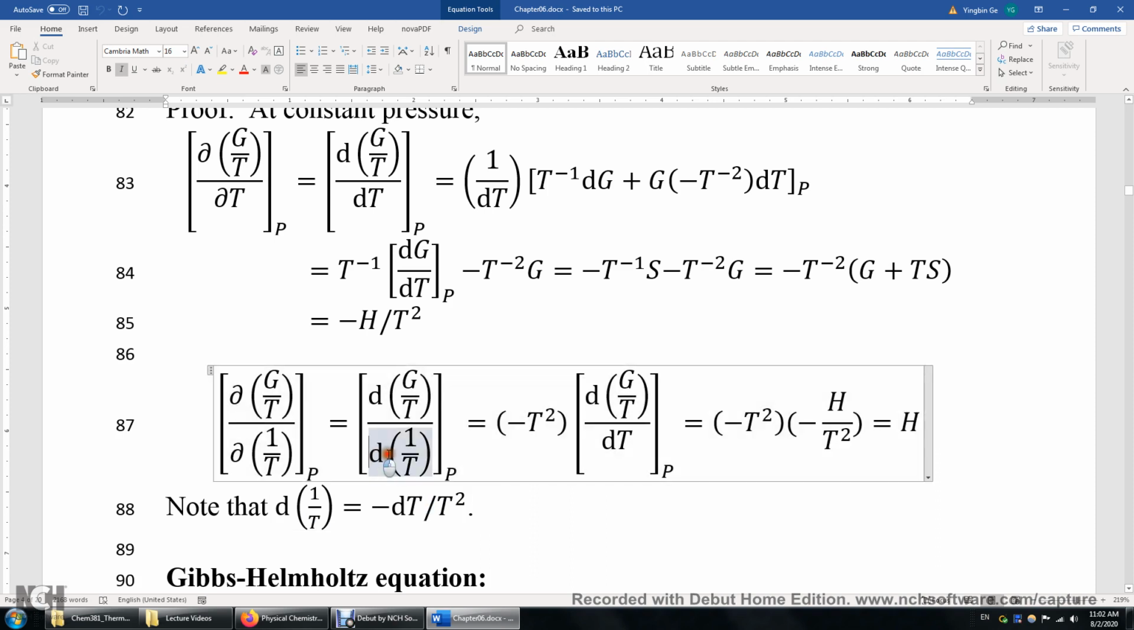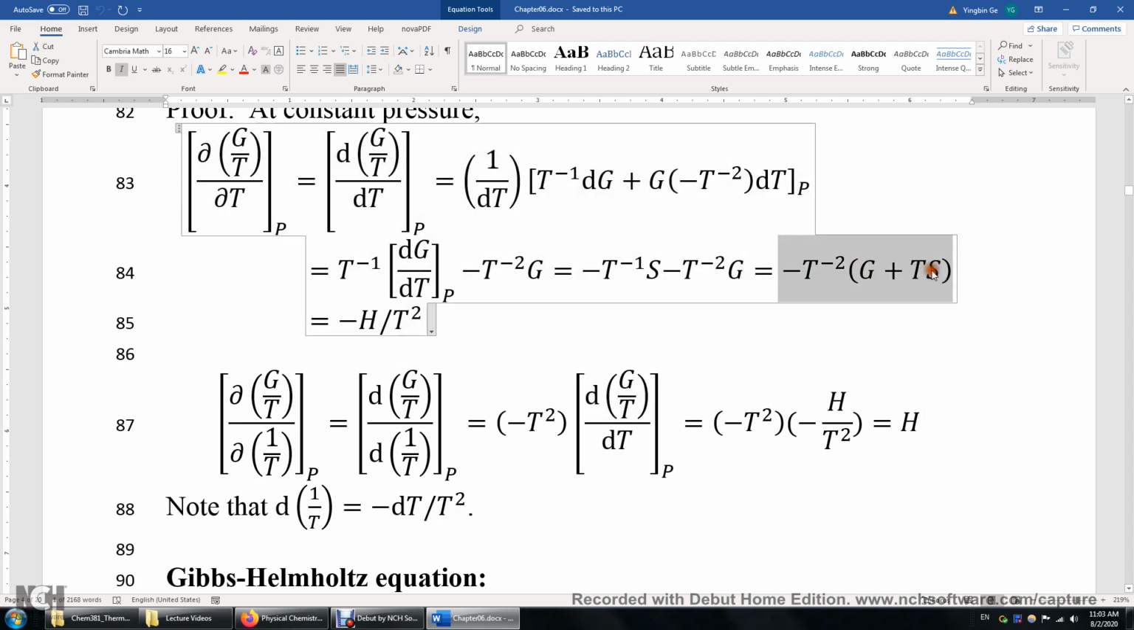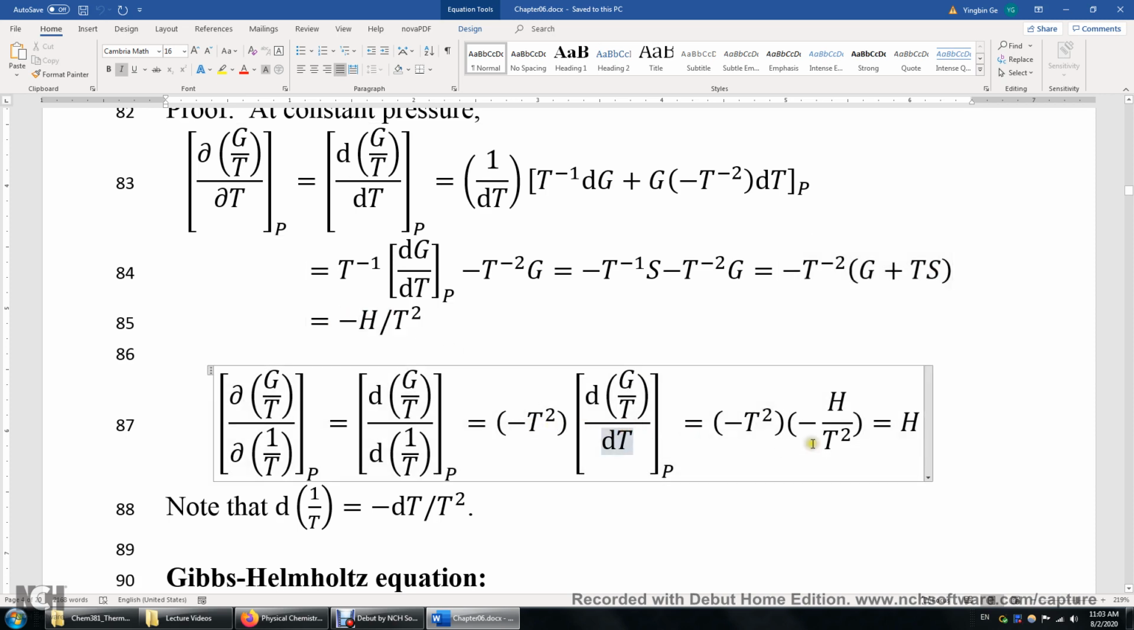So we can replace this guy with negative dt over T squared. And this negative 1 over T squared is on the bottom, so we flip that up. We get this negative T squared here. And then we know what this is. This is simply here. So what we need to do is cancel negative T squared and negative T squared on the bottom. The result is H. So it's kind of interesting.